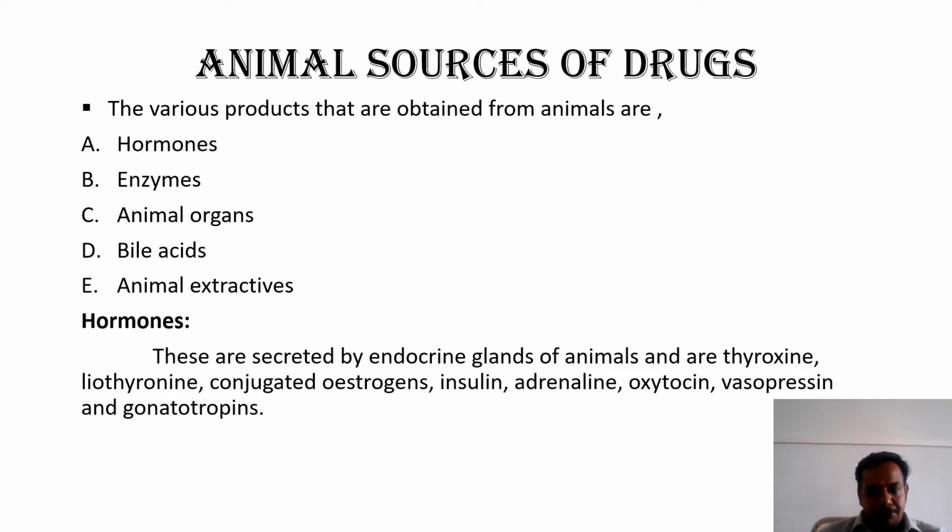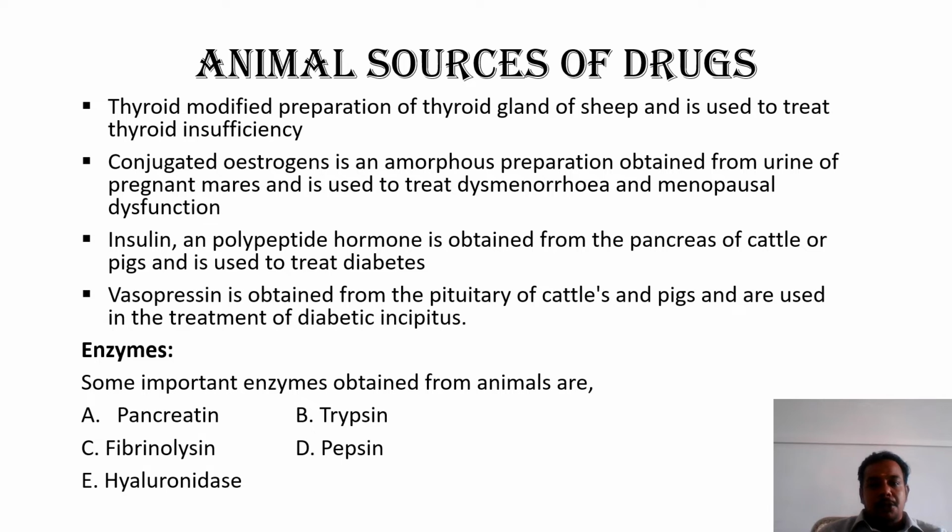If you take hormones, they are secreted by endocrine glands of animals, and examples are thyroxine, liothyronine, conjugated estrogen, insulin, adrenaline, oxytocin, vasopressin, gonadotropins, and so on. Just for example, I have quoted this many; we obtain many more from animals, right? As we all know, hormones are secreted by endocrine glands, and these are the hormones majorly obtained from animals. Thyroid is a modified preparation of the thyroid gland of sheep and is used to treat thyroid insufficiency.